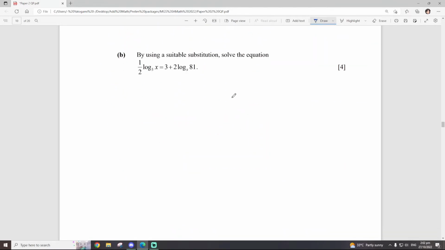By using suitable substitution, solve the following equation. Okay. We let u equal log base 3 of x. Now, log base x of 3 is always the reciprocal of log base 3 of x, but the problem here is that we have an 81. Luckily, 81 is 3 to the power of 4. So bring down the 4 so that we get half u equals 3 plus 8 over u. And then form the quadratic equation from there.